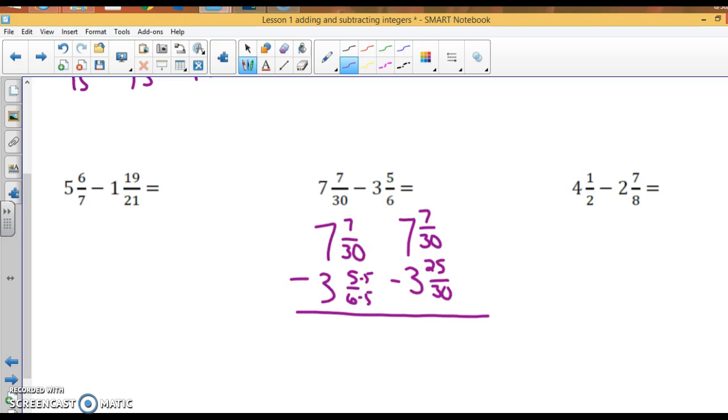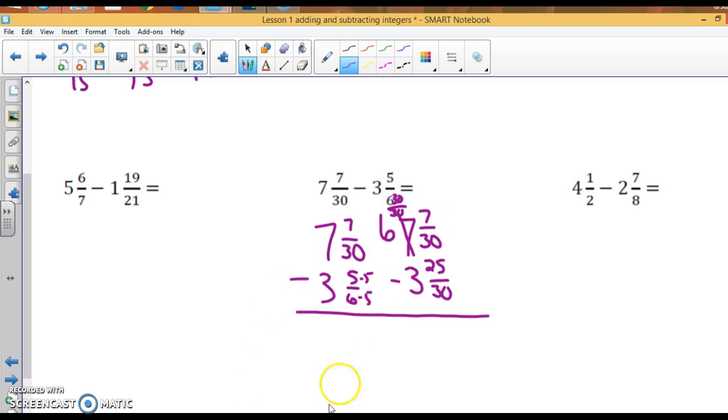Now, look at the fraction part. 7/30 minus 25/30 I cannot do. So I need to borrow or rename. I'm going to make this 7 into a 6, and I'm borrowing a 1. So the one that I'm borrowing is 30/30. 6 and 30/30 is the same as 7.